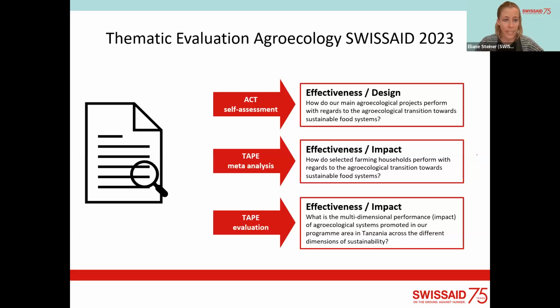So now this year at SWISSAID, we conducted a thorough thematic evaluation in agroecology. This evaluation consists of 3 parts, as you can see here. And today we're going to focus mainly on the first one. This is an ACT self-assessment.